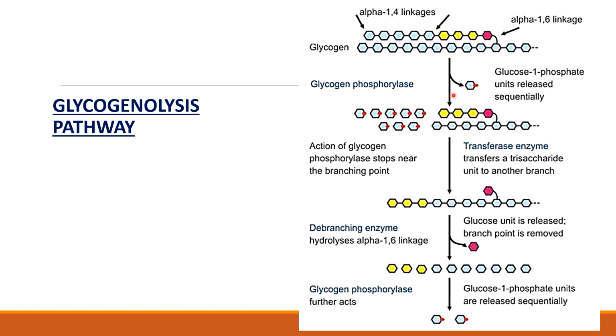So once this is transferred from here to here, the debranching enzyme comes and cleaves the alpha-1,6 linkage here, and the glucose moiety is removed here. Glycogen phosphorylase further acts, releasing glucose 1-phosphate units. So after the series of hydrolysis, glucose 1-phosphate is converted to glucose 6-phosphate and then to glucose. This is the pathway.